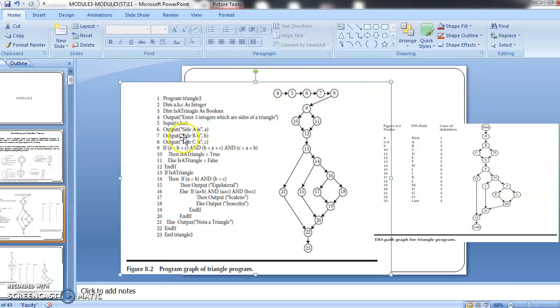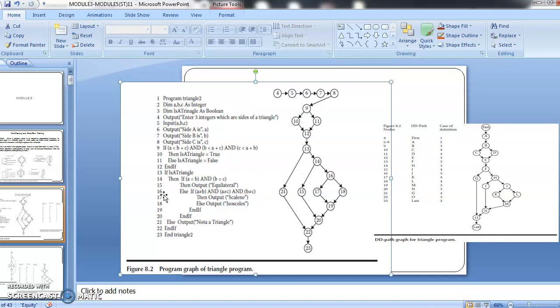Node 9, or line number 9, is a decision making node. That is, when you come across a decision making node, we have two paths. One is a true path, another one is a false path. Similarly, 13, 14, 16 are again decision making nodes. When we have a decision making node, it will always have more than one path. So we may have two paths. One is a true path, another one is a false path.